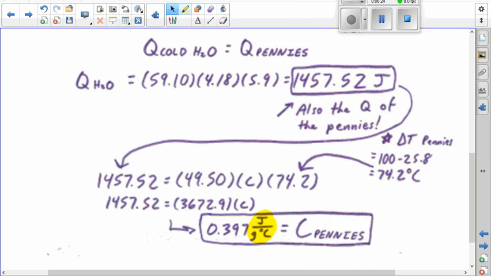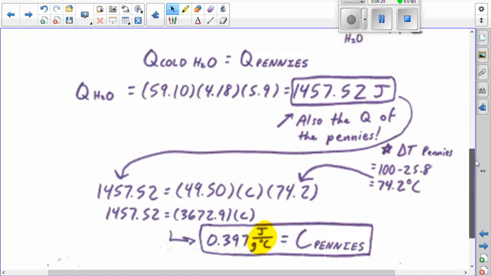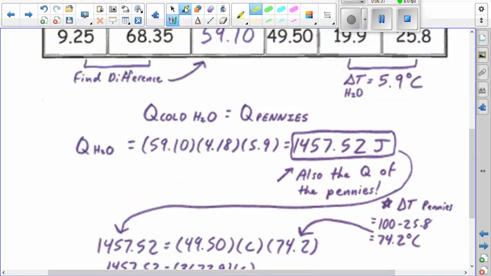So there you go. That is how you do a specific heat capacity calculation, specifically using this Q to Q strategy where you take the Q of one thing and set it equal to the Q of another when you know that there's a heat transfer going on. So again, the heat energy that the water gained must have been the heat energy that the pennies lost. So that's good practice for you there.